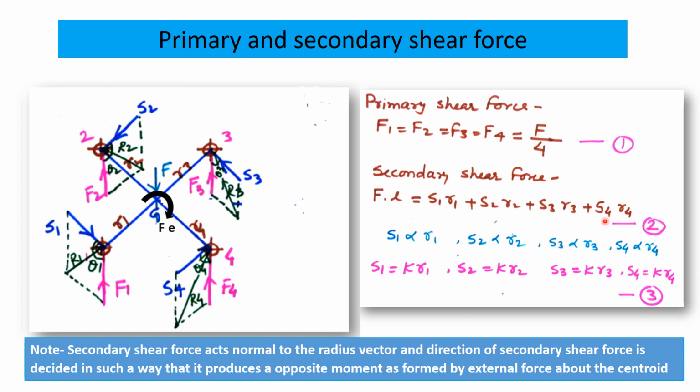We add all these, because all the moments are acting in the anti-clockwise direction, and we balance them with the clockwise couple due to the external force at the center, that is F into E. Now our next step is from equation 3: we put the values of S1, S2, S3 and S4 in equation number 2, so we find the value of the constant. Let us see how to find the constant K.